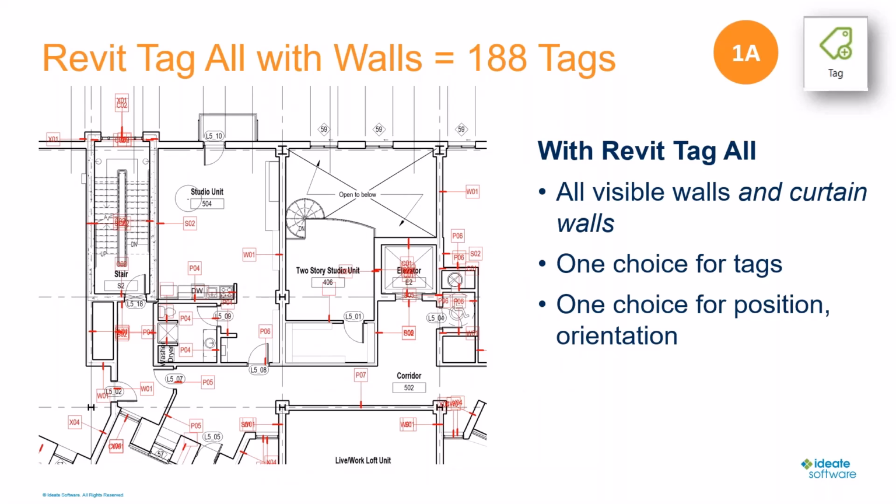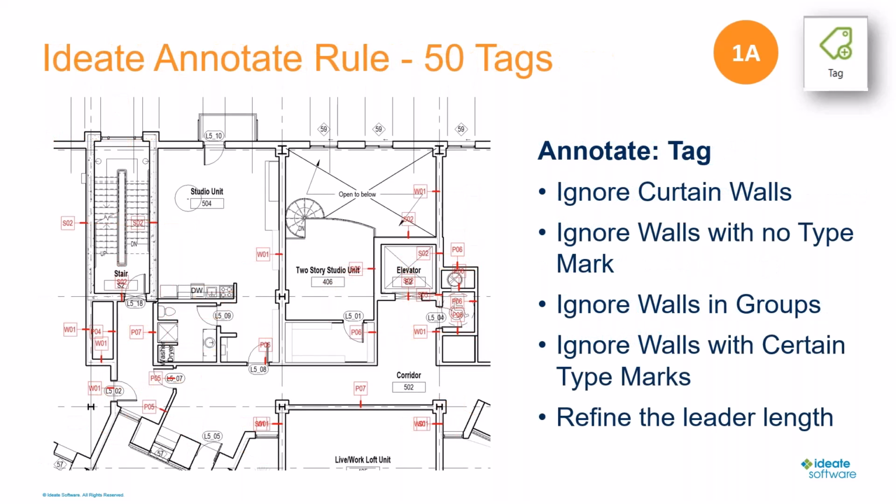And again, just some other examples with the Revit tag all not tagged, right? If I wanted to tag walls, basically it comes up with 188 tags. And it gets all walls, both regular walls and curtain walls. There's only one choice for the tag position and orientation. So this is kind of what you see on the screen here on the left, or the image itself. But using Ideate Annotate with our intelligent tag, we can get that down to 50.